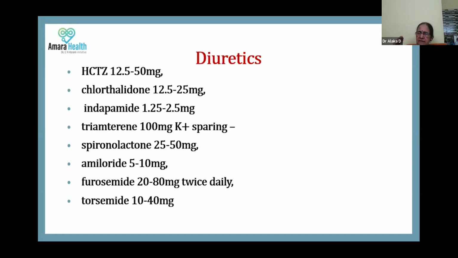Diuretics are good drugs because our salt intake is more, and we can start them right in the beginning, or we can start with a combination therapy. What are the diuretics which are available to us? Hydrochlorothiazide, we can use it in the range of 12.5 to 50 milligram. Chlorthalidone, 12.5 to 25 milligram. Indapamide, triamterene, which is potassium sparing. Spironolactone, again potassium sparing. Amiloride and furosemide. These are the diuretics we can use singly or in combination.